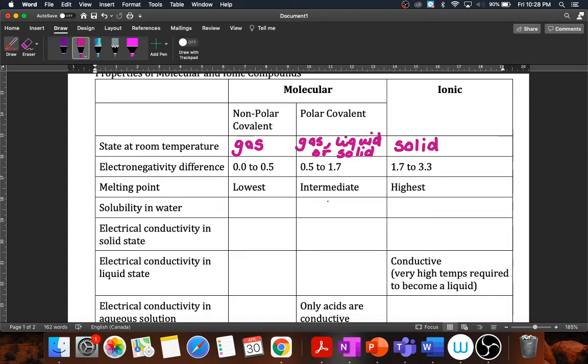Solubility in water, so ionic compounds are soluble, right? Because of the reasons that we talked about above. Polar covalent compounds are soluble. However, nonpolar covalent compounds are insoluble.